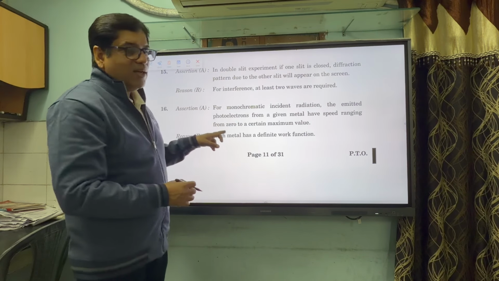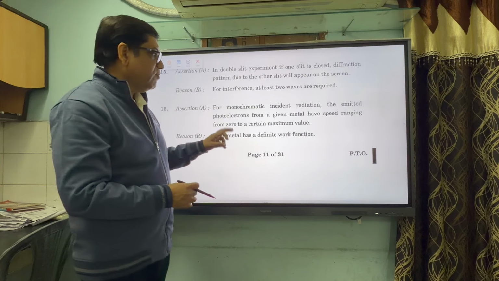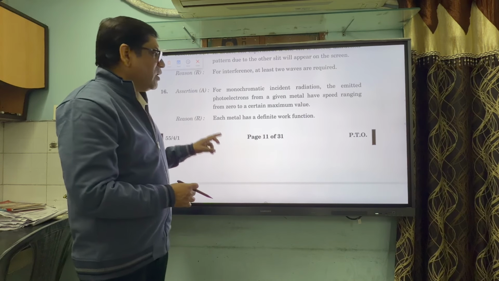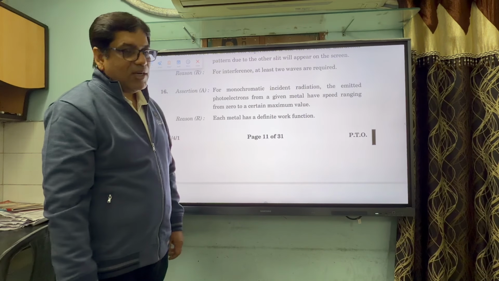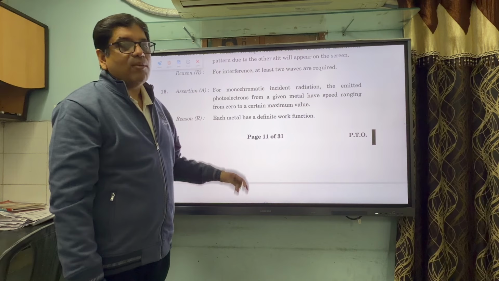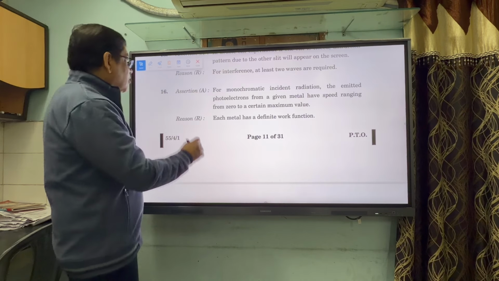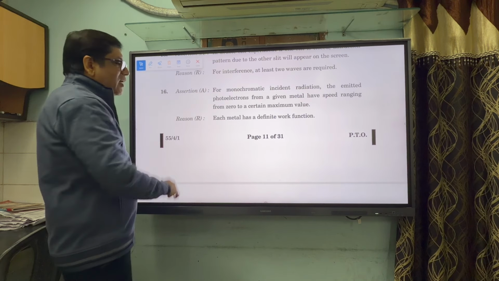So the assertion is absolutely correct. Different electrons have different velocities. Each metal has a definite work function. This is also correct, but it is not the correct explanation. The correct explanation should be that electrons are emitted from different layers. So the answer is again B.